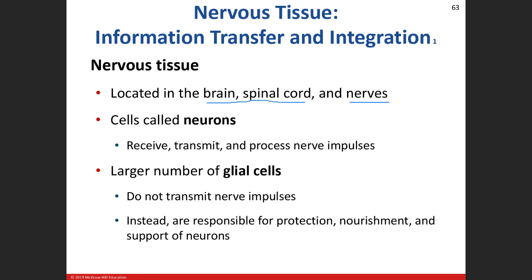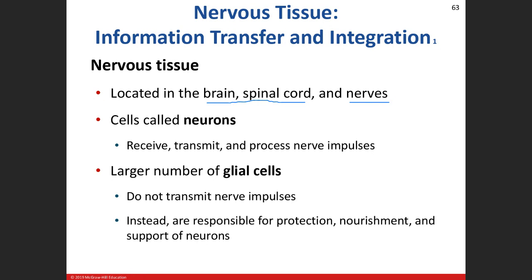There are a couple types of cells that make up this tissue. The first one, the rock star cell, is the neuron. Its function is to receive information or input, transmit that information, process it, and then decide on what the action is going to be. So basically, neurons receive, transmit, and process nerve impulses throughout the body.